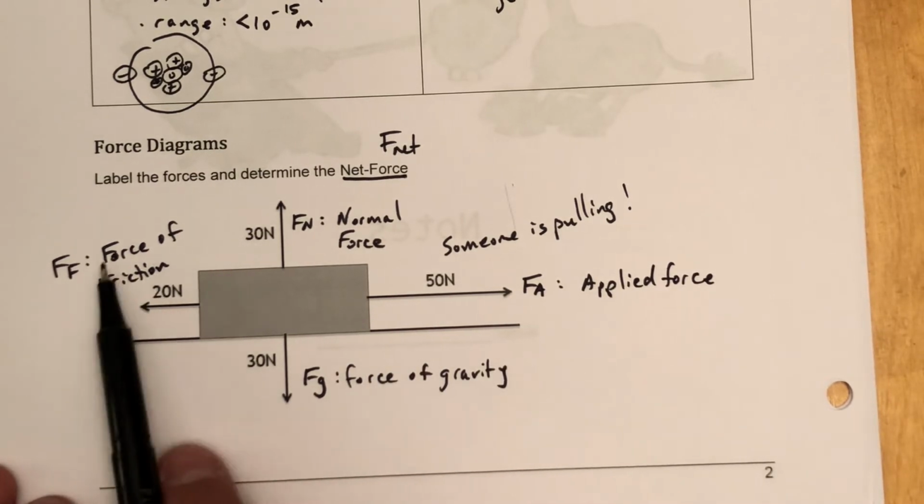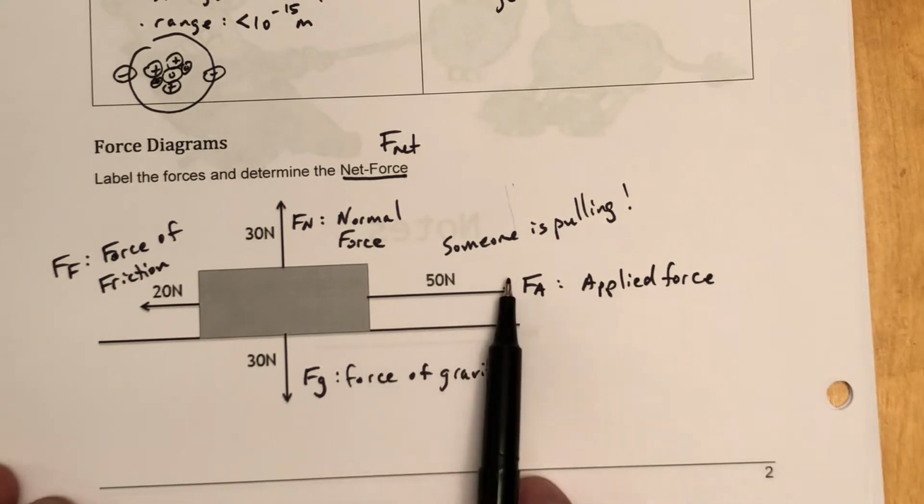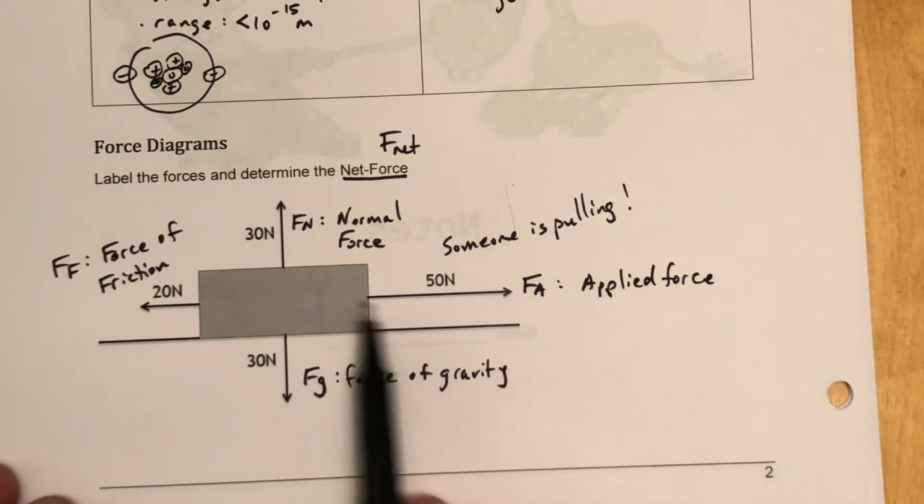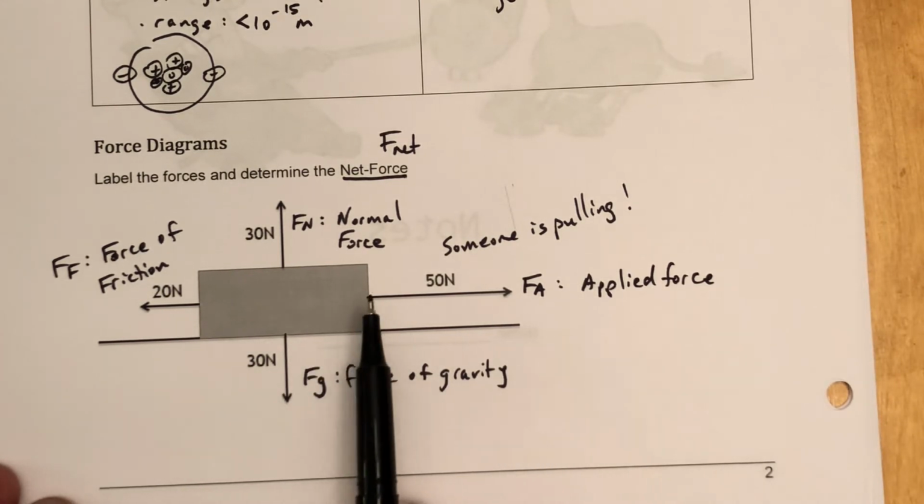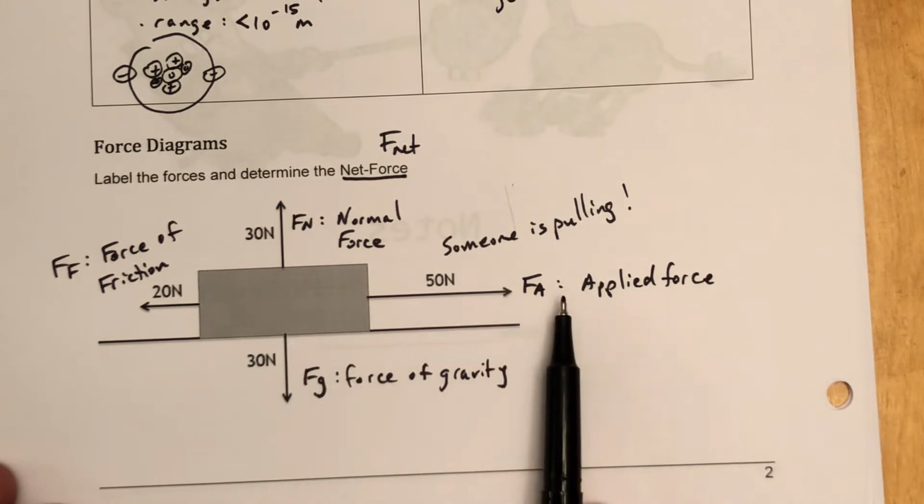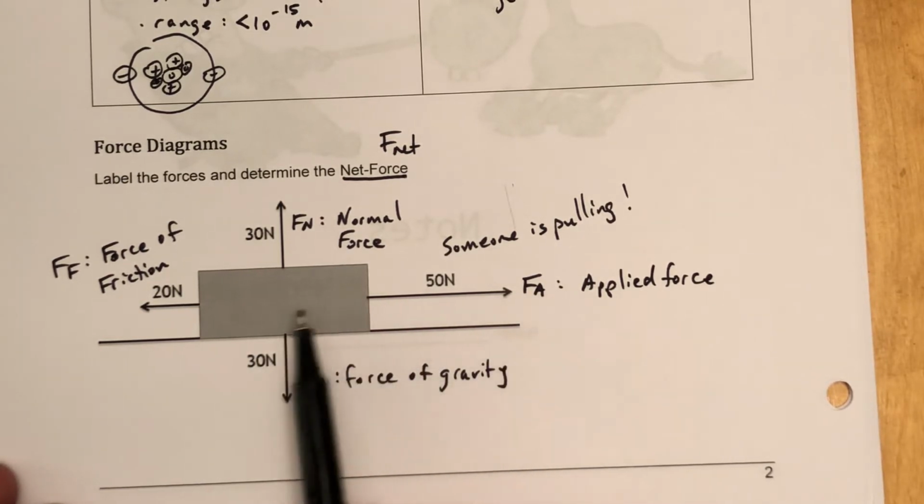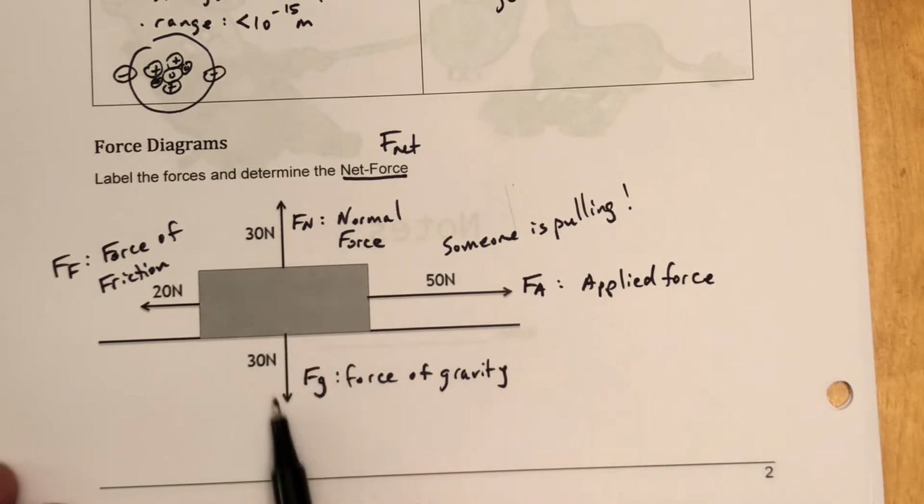So if there's only 20 Newtons of friction and we apply a force of 50 Newtons, there is going to be more force to the right than there is to the left. Objects at rest will tend to stay at rest, but if you apply some type of force to this object, it's going to begin to move towards the right. And these two forces in the y direction will cancel.